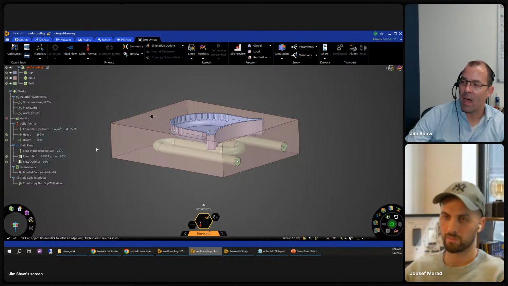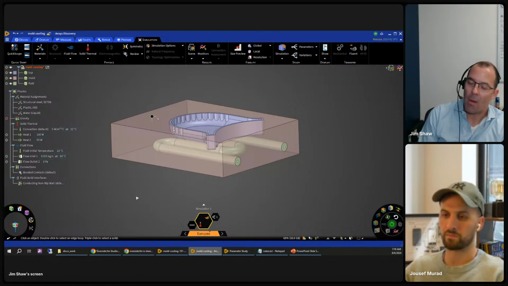And so what we've got is an entire environment where I've got my CAD geometry, I'm doing all my manipulation to prepare the model, and now I can apply my physics.